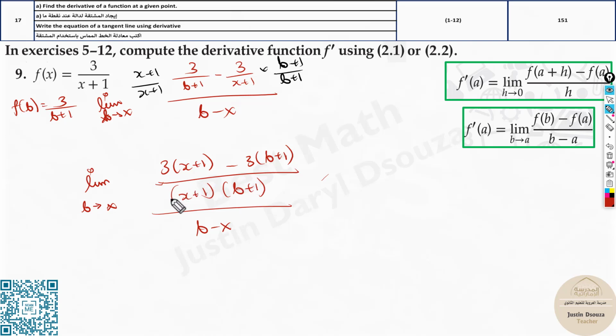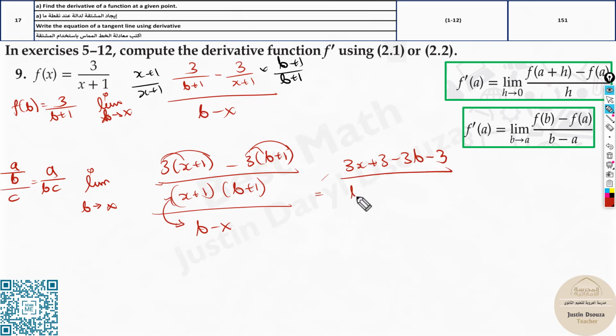Now this denominator and this can be written together because we had seen before a divided by b divided by c is basically a by b times c, right? So here I'll multiply 3 inside, distributive property, and even over here with minus 3. It'll be 3x plus 3 minus 3b minus 3 divided by b minus x, x plus 1, b plus 1. Now plus 3 minus 3 cancels off. You can remove 3 outside. Now here remember this b must be positive, so what you do is take minus 3 outside.